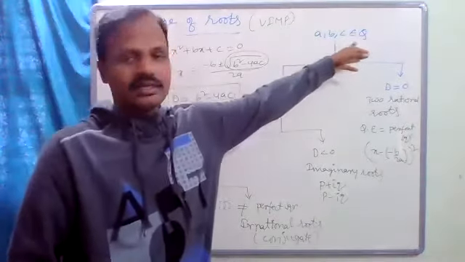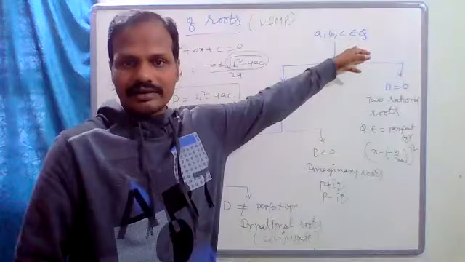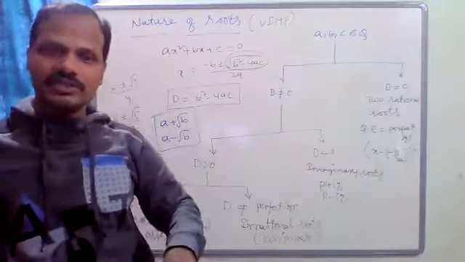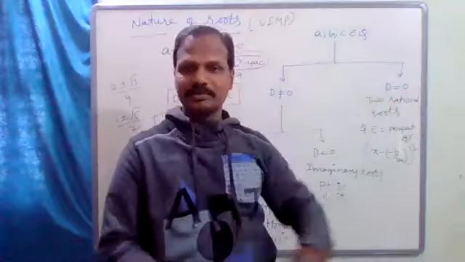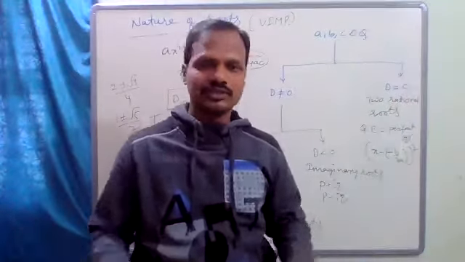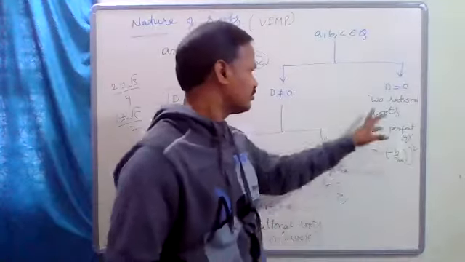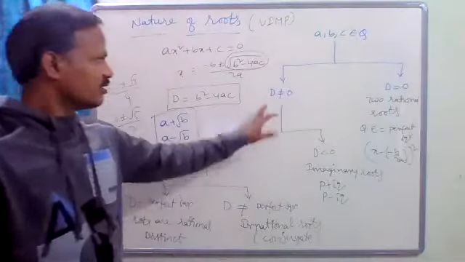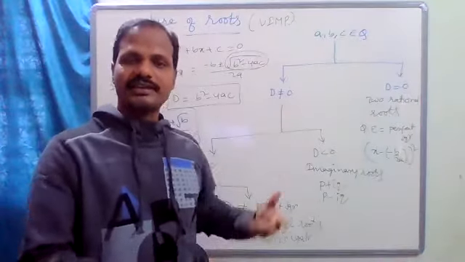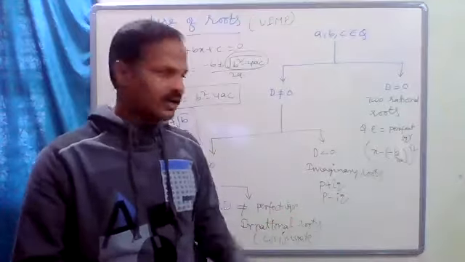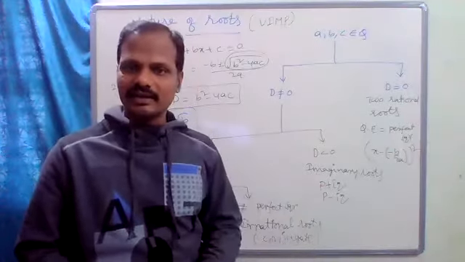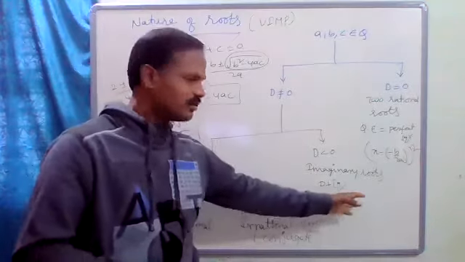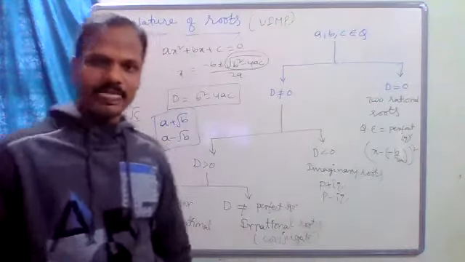If a, b, c are rational numbers, then there are two cases: discriminant not equal to 0, or discriminant 0. If discriminant is 0, there is no problem; the roots are rational and equal. If D is not equal to 0, then either D greater than 0 or D less than 0. D less than 0 means obviously imaginary roots, which occur in conjugate pairs.